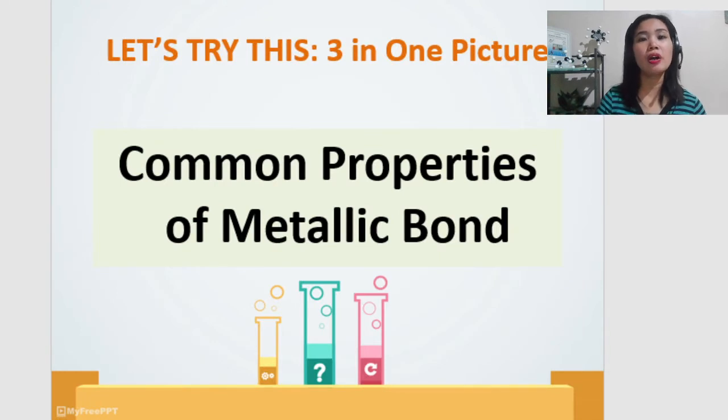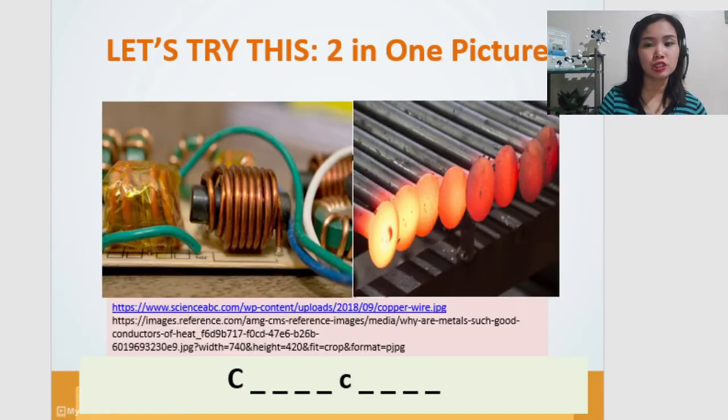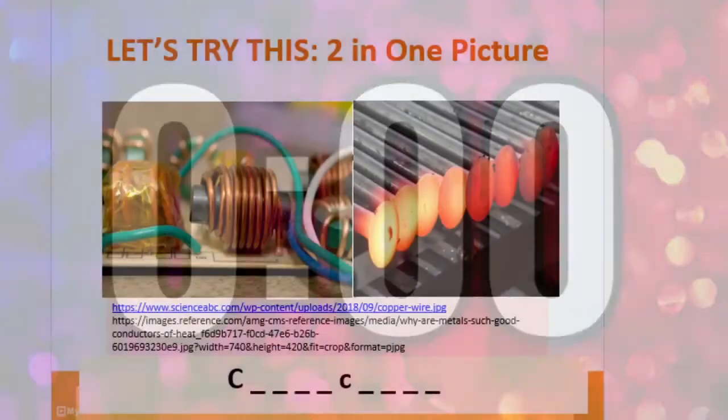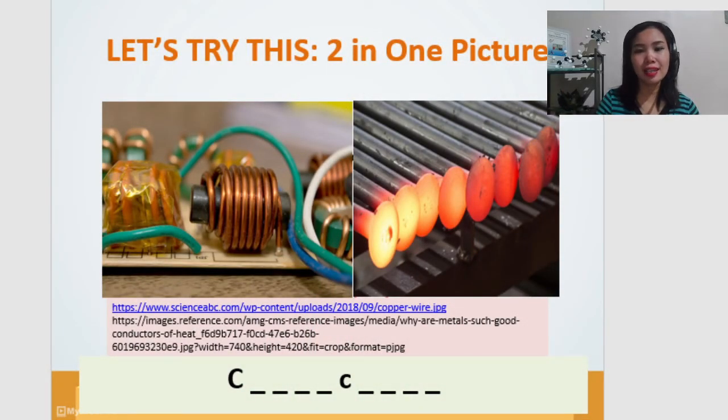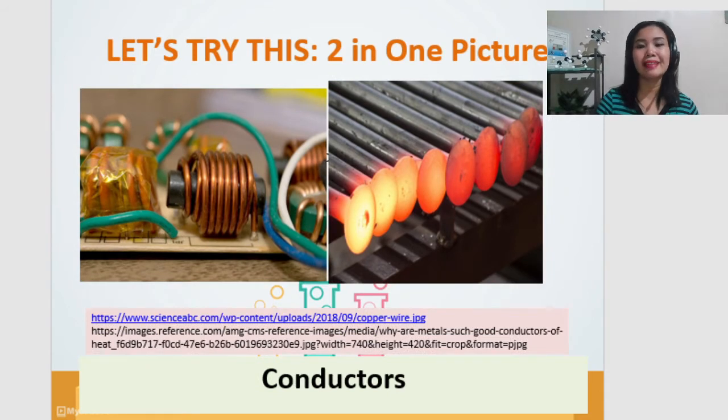Okay, so there are common properties of metallic bonds that you need to know. Okay, so let's try this. Actually, that is two in one picture. Get ready for this one. Please capture the picture so that I can give you the 5-second timer. Ready? Go. Okay, so time is up. So what is the correct answer? Of course, very good. Conductors.